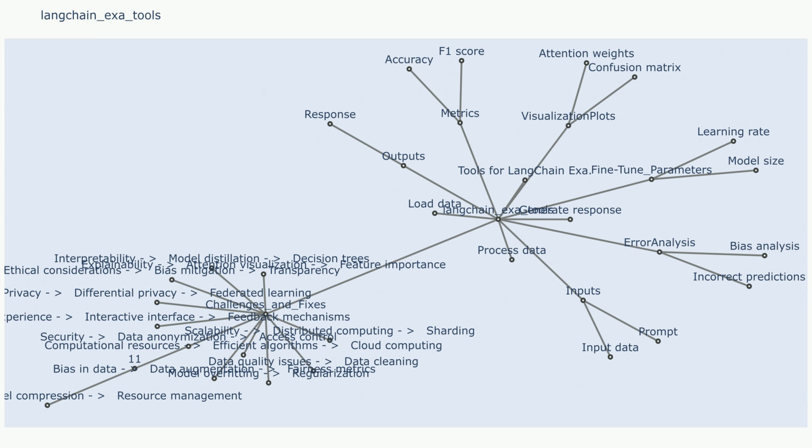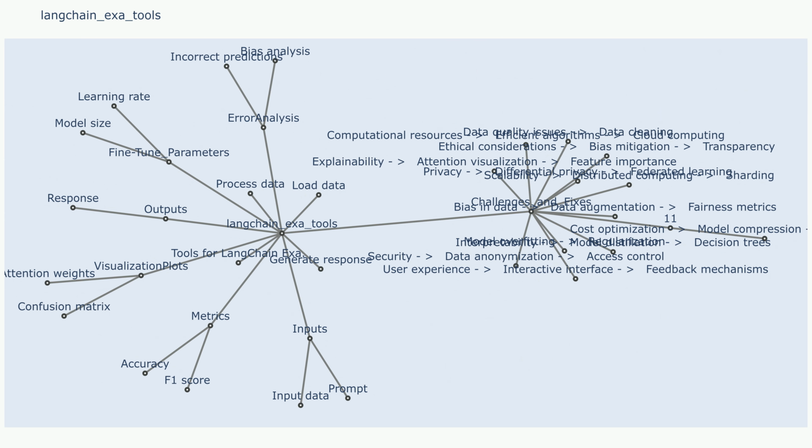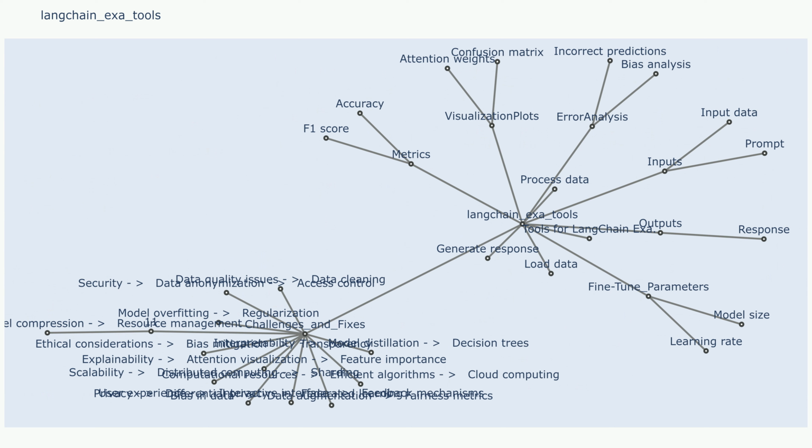Step 1: data ingestion and preprocessing. Data is imported, cleaned, and transformed into a format suitable for Langchain processing. Step 2: model selection and execution. An appropriate Langchain model is chosen based on the task at hand, and the model is run on the prepared data. Step 3: output generation and interpretation. The model's output is analyzed, interpreted, and presented in a meaningful way to users.